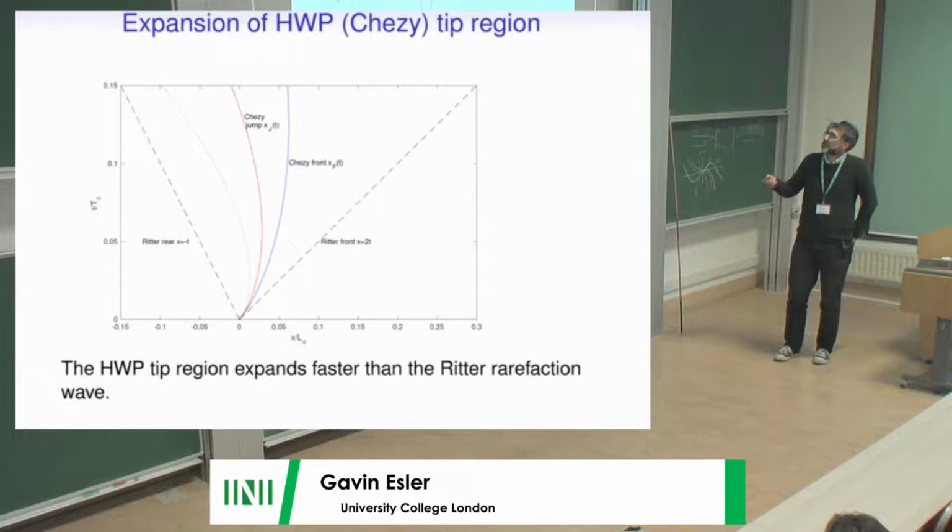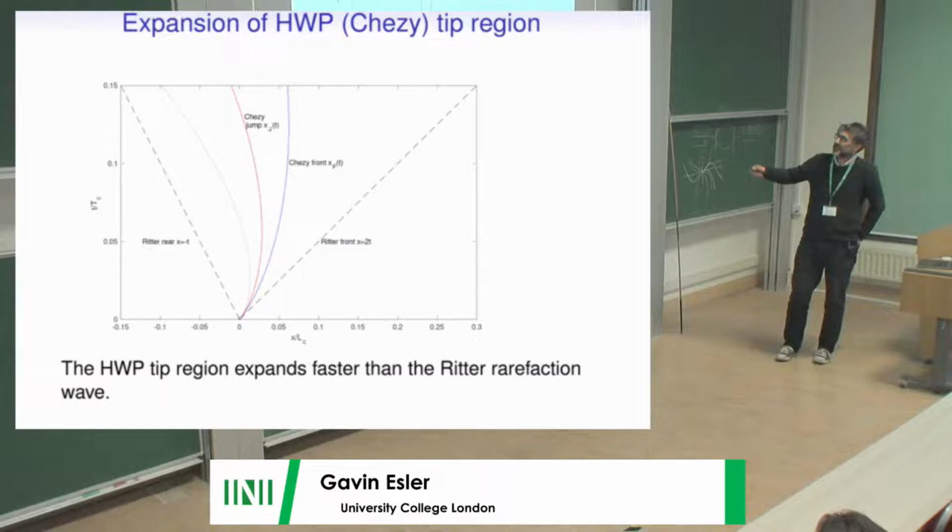So just to give you a visualization of what happens in space and time, here's the standard space-time diagram they often plot. The expansion fan of the Ritter solution is given by the usual expansion fan curves here. The blue curve shows the location of the front of the frictional dam break, and the red one shows the location of the jump, if it exists.